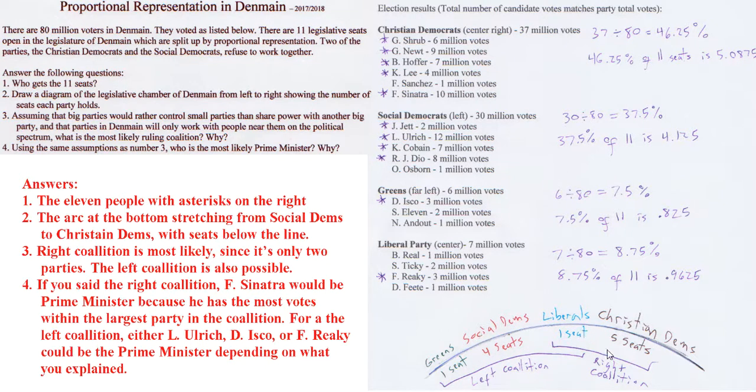And the interesting thing is the more likely coalition and the more likely prime minister is F. Sinatra in a right-wing coalition. And even though he gets less votes than L. Ulrich, because he's the largest vote getter, or the most important character anyway, in the Christian Democratic Party, that would be the prime minister. So 4 really does kind of depend on which kind of coalition you picked and what logic you explained. I gave you all the possible options. All right, so that's the answer key, and that's how you do these kind of things.